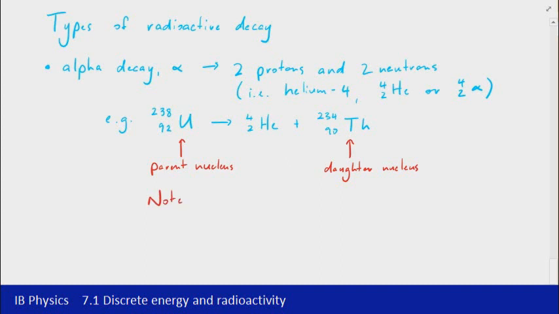One other thing to note here as well, just write that down as an example, but note that both the mass and atomic numbers balance. And the reason for that is to conserve both charge and mass.